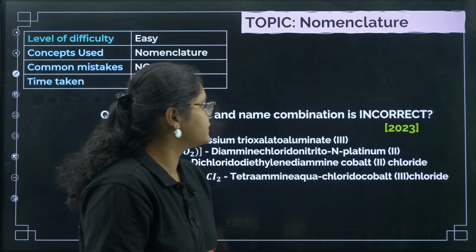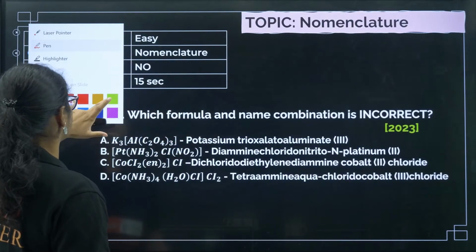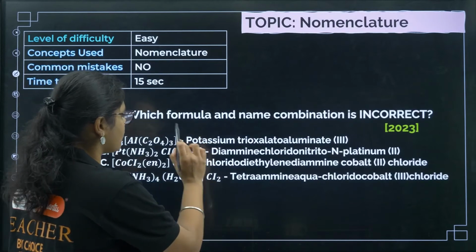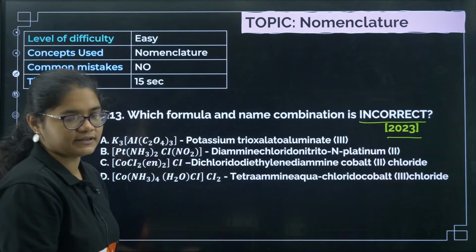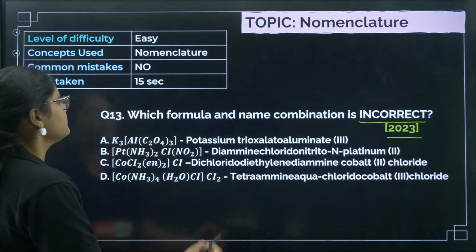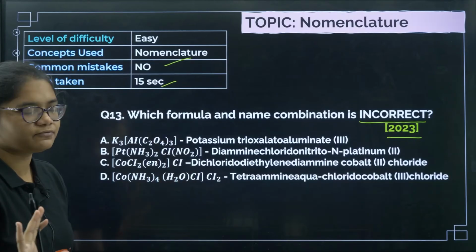Next, so next topic is your nomenclature, so we'll go for this one. So this question is, which formula and name combination is incorrect? Okay, so recent question, last year this question was asked in 2023. So this is also a nomenclature easy question if you remember all the rules of nomenclature.